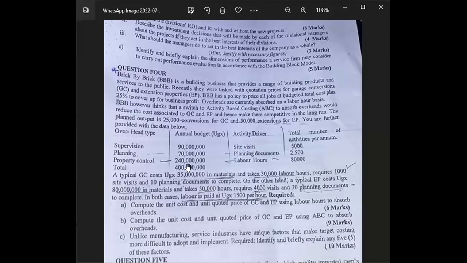Now, back to this one. Here, we're given the output or the level of activity, the number of units under each. So for GC, it's 25,000. For EP, it is 50,000. So it's going to help us to get cost per unit. So 25 and 50. So if you go to the question, I mean the sheet.